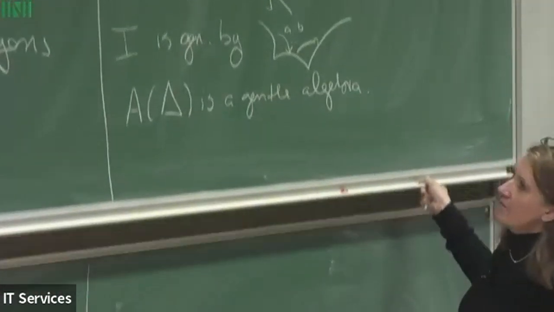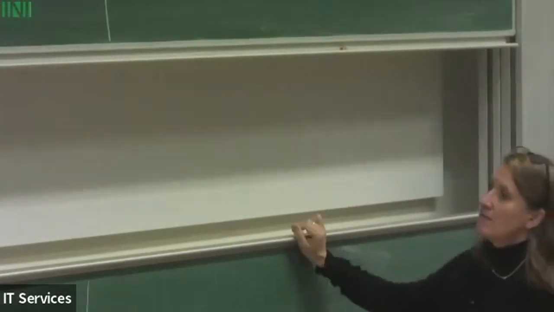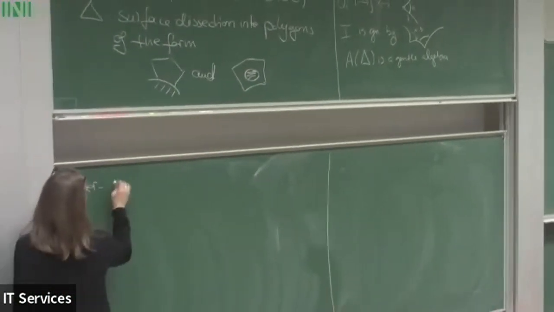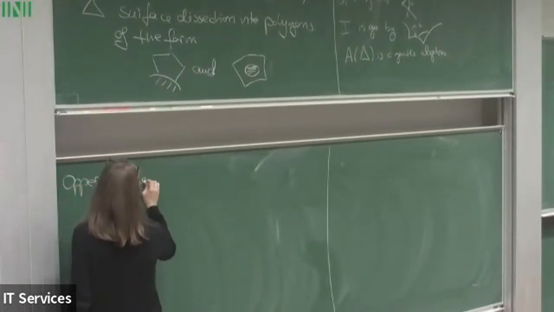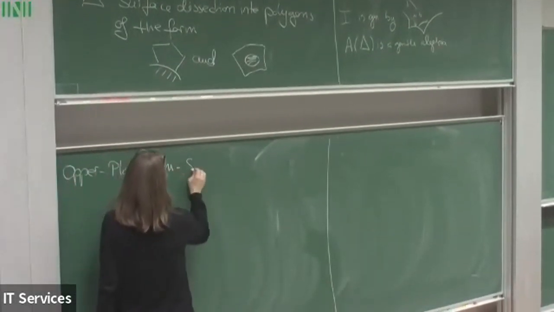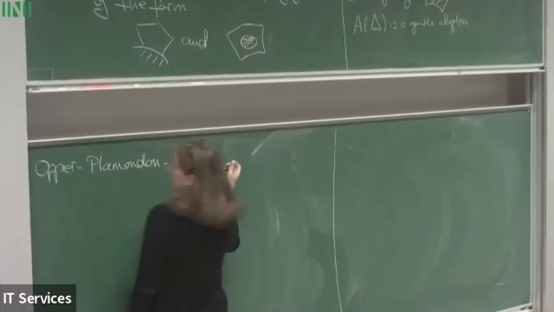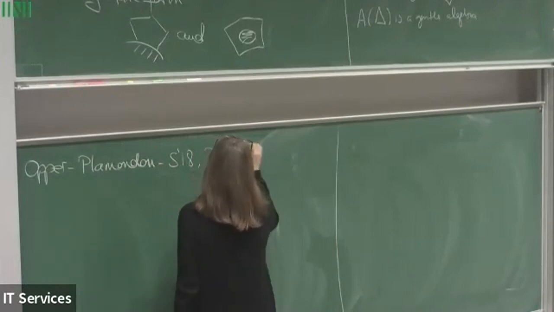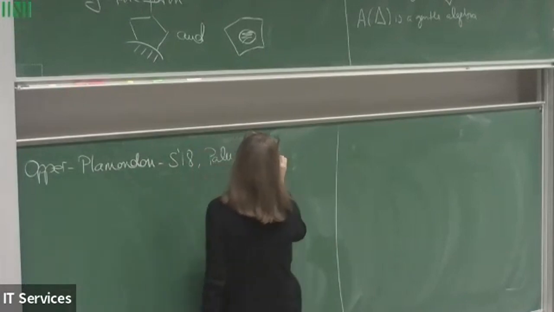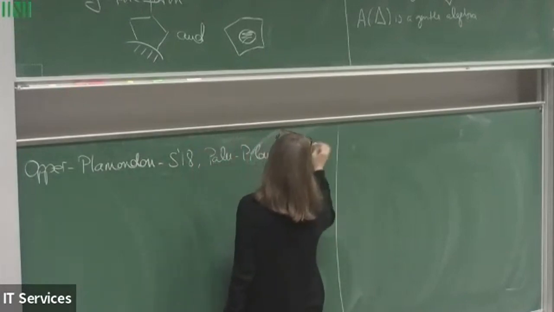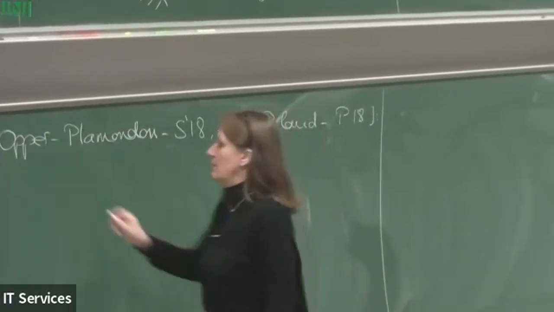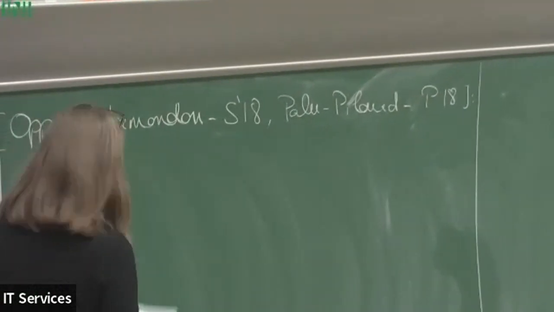That's because of the following result, which we showed in a joint work with Sebastian Opper and Pierre-Guy Plamondon in 2018. And then a little later that year, Palu, Pilaud, and Plamondon generalized it to the infinite dimensional case. So we showed it for finite dimensional algebras, because that's what we were considering, and they then included infinite dimensional ones. And what do we show?